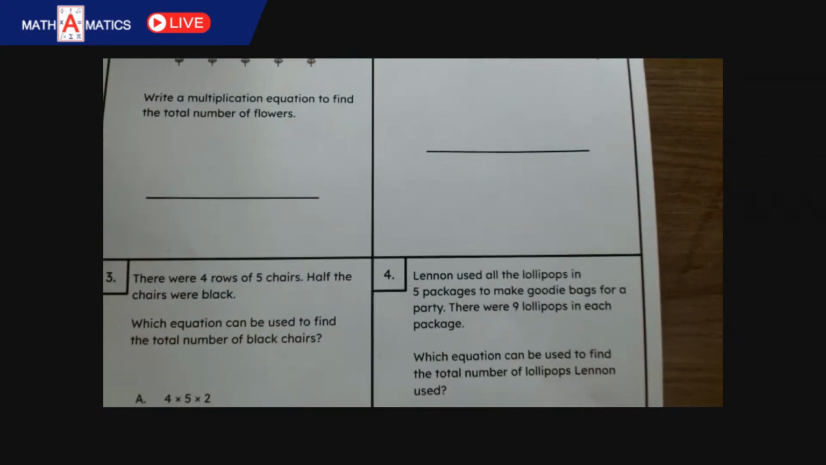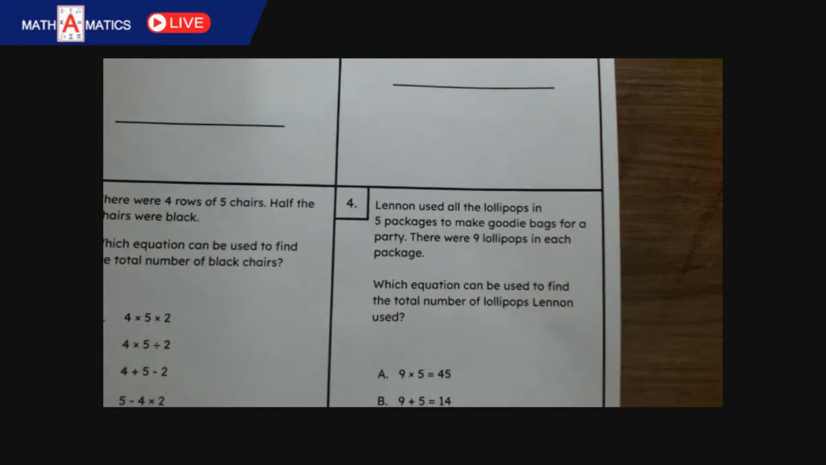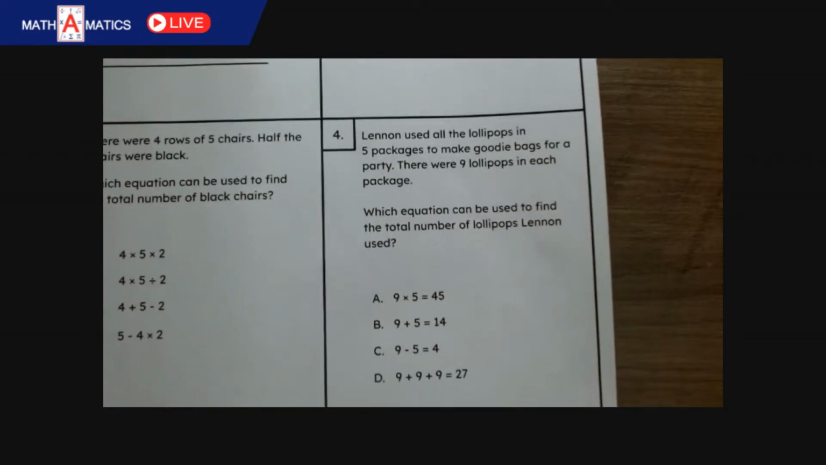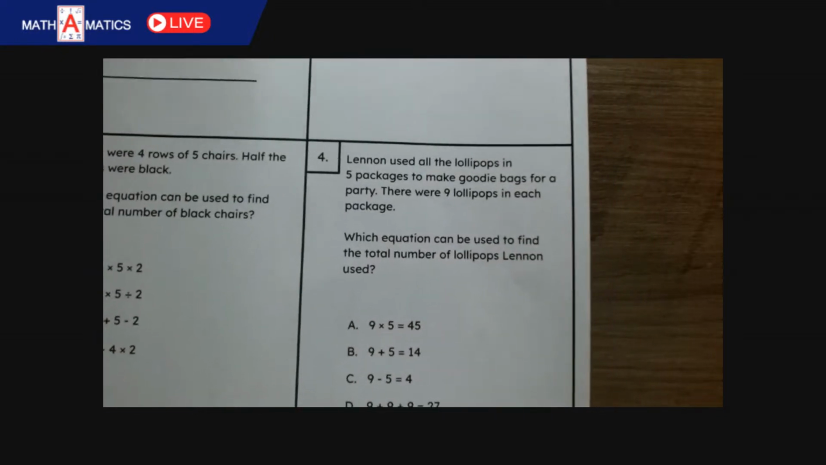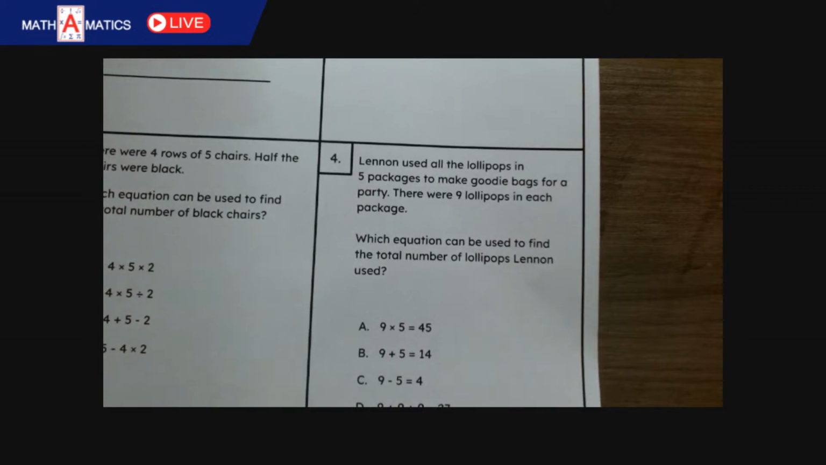Alrighty. Let's head on over to a third grade problem that was submitted. So we did middle school. Let's do us a third grade problem. And we just all love a good word problem, right?